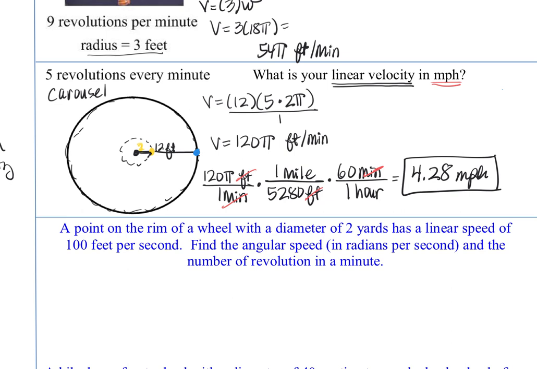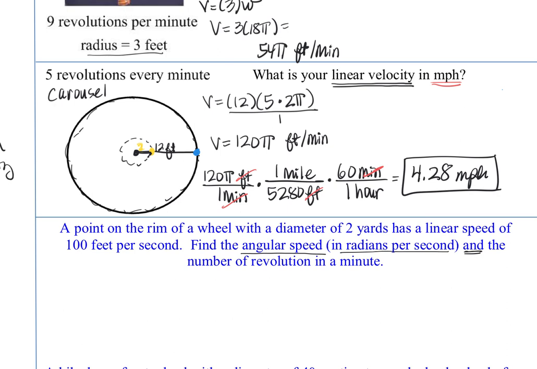A point on the rim of a wheel with a diameter of 2 yards has a linear speed of 100 feet per second. Find the angular speed in radians per second and the number of revolutions in a minute. Okay, so they got multiple things going on here. We got 2 parts of things that we need. So first we're going to look for our angular speed, and they want it in radians per second.